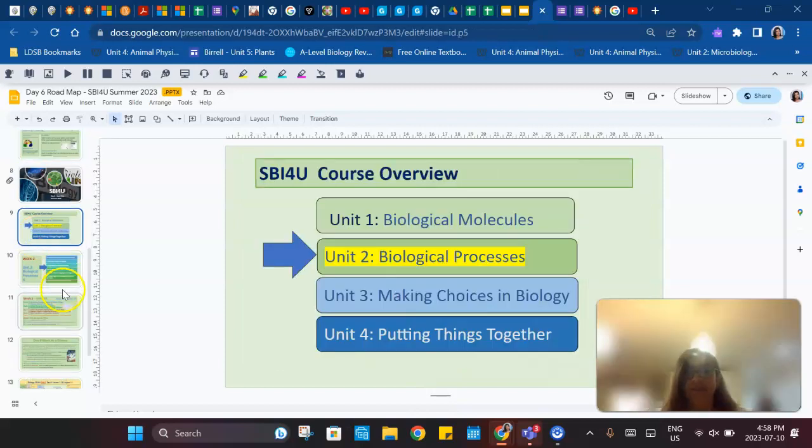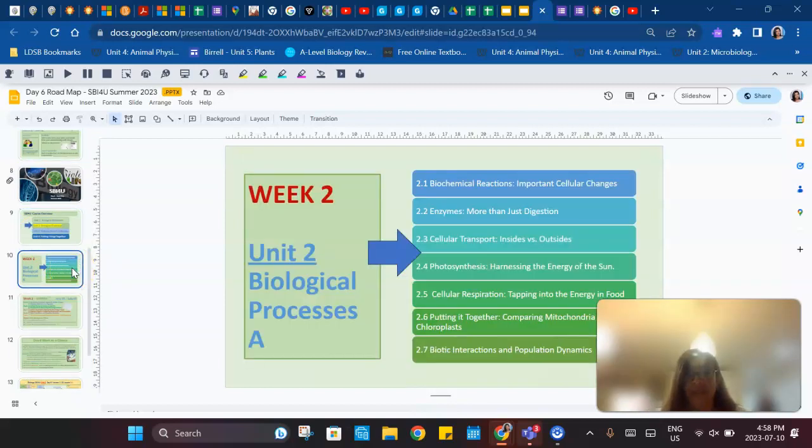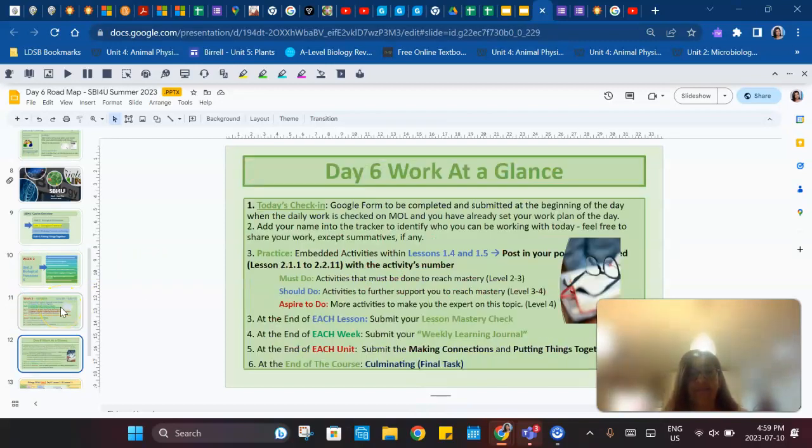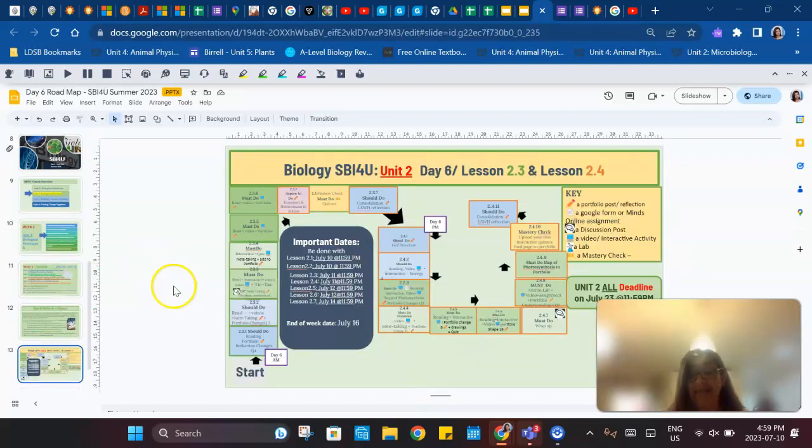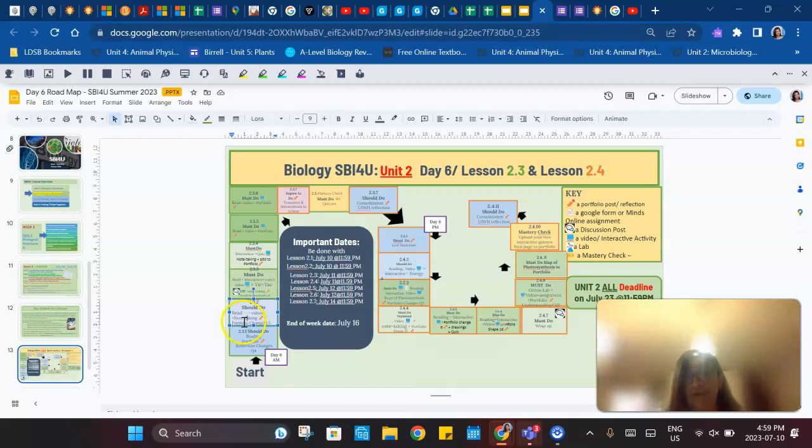So we are still in Unit 2, Biological Processes, and we'll start with transport across the cell membrane, inside and outside, and then photosynthesis. This is our agenda of the week, and this is our work at a glance. As you can see, I tried to have fewer must-dos than before. For the should-dos, just read them and go through them, but you don't have to submit the assignment. Just remember the knowledge and prior knowledge, the different skills that you might need in your must-dos. They're discussed in the should-dos as well.